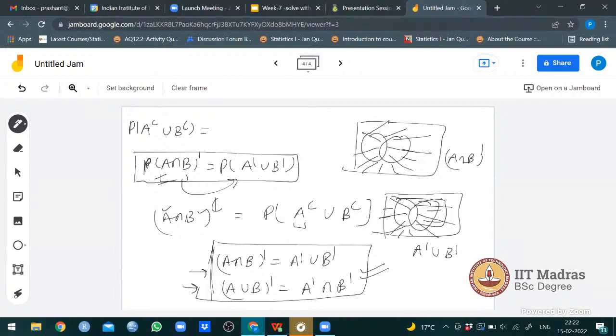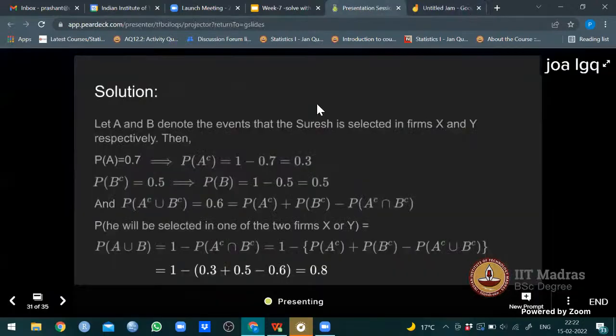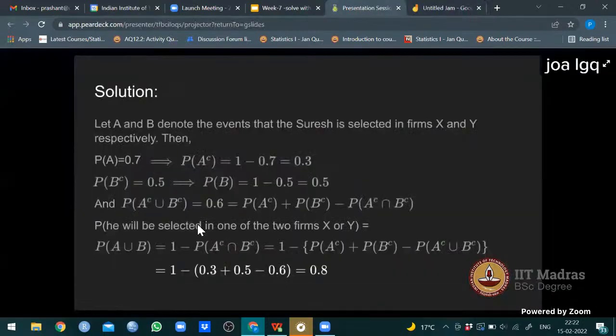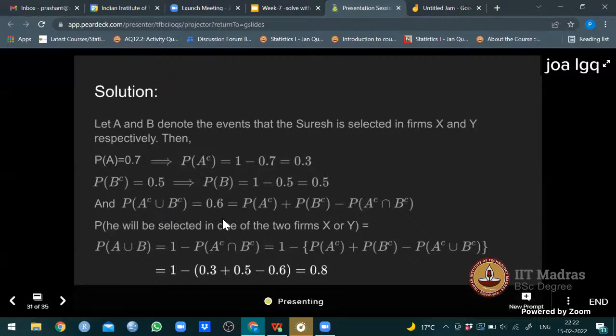Sir, I tried it in a different way. So see, listen to me. This is clear? Oh yes sir, I got it. Okay. So see, the union formula is probability of A plus probability of B complement plus probability of A complement intersection B complement.